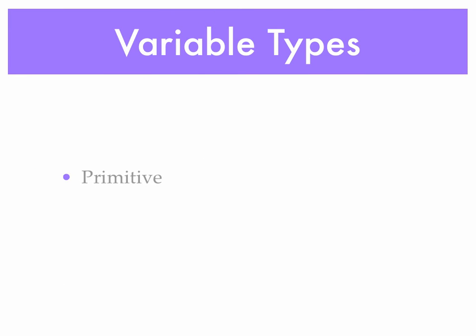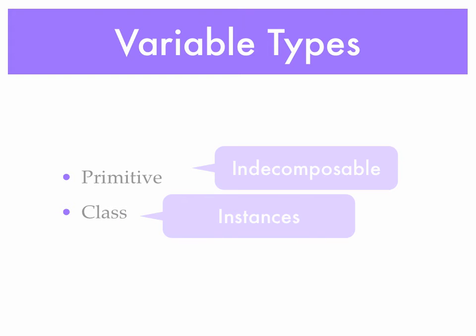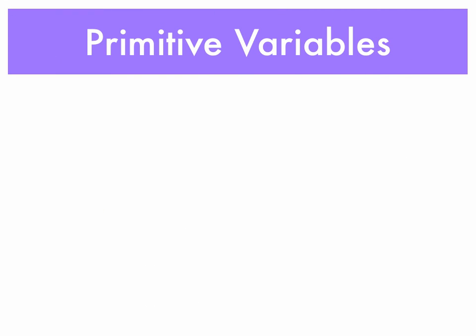There are different variable types. We've talked about primitives. There are also variables of class types. Primitives are called indecomposable. We can't break them down. Variables of class types are instances of classes. That's beyond the scope of what we want to talk about today. We're just going to talk about primitives. So, what are the primitive variables? They are booleans, chars, bytes, shorts, ints, longs, floats, and doubles.